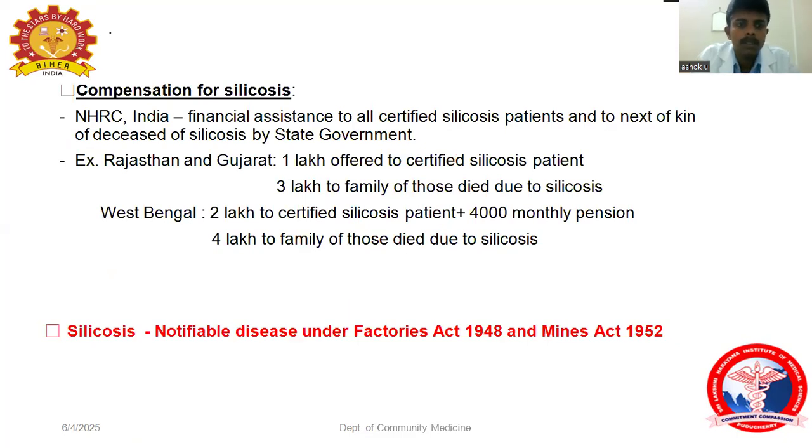Regarding compensation for silicosis, under the NHRC, India provides financial assistance to certified silicosis patients and the next of kin of those who died of silicosis. State governments such as Rajasthan and Gujarat offer 1 lakh to certified silicosis patients and 3 lakh to the family of those who died due to silicosis. West Bengal offers roughly 2 lakhs to a certified silicosis patient plus 4,000 monthly pension, and 4 lakh to the family of those who died. Silicosis is a notifiable disease under the Factories Act of 1948 and Mines Act of 1952.